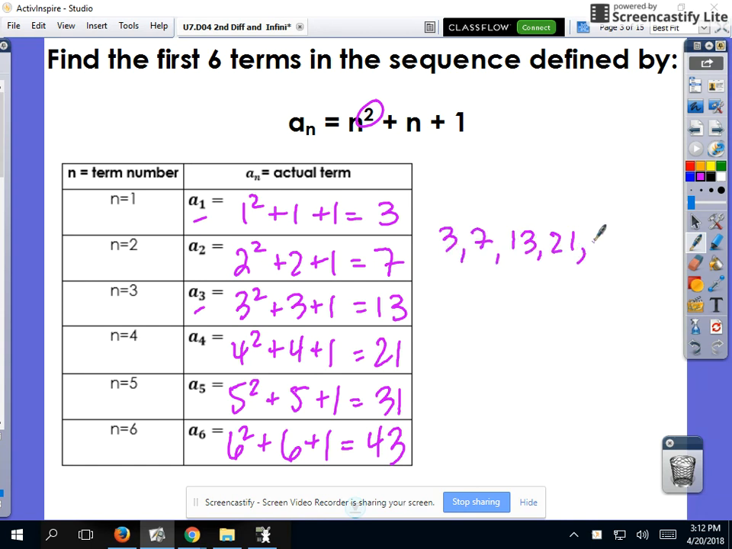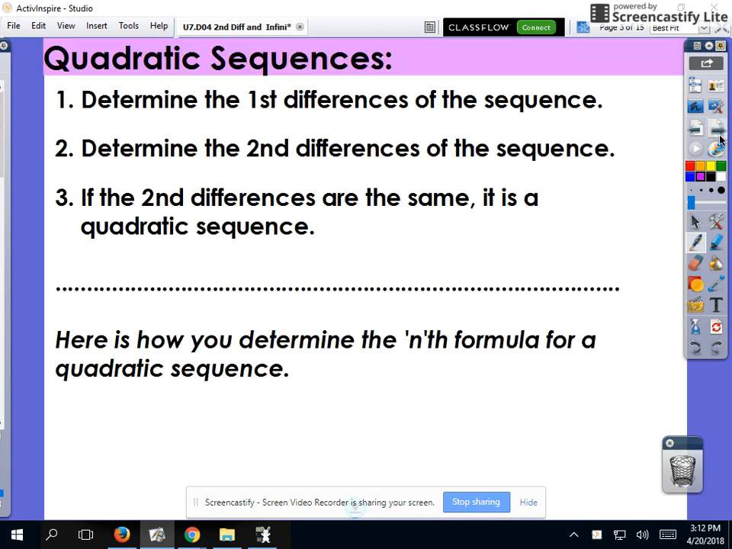And it definitely looks weird. It looks like not something that we'd be able to just pick out and say, oh yeah, that's n squared plus n plus 1. But we do need to recognize that it is quadratic. And here's how we go about finding that.